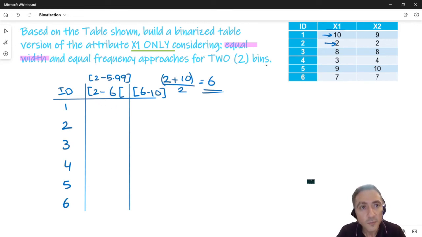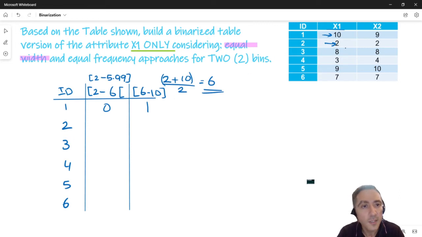So now for the first range, let's look into the first value. Sorry, the first object is 10. So where should 10 be located, the first range or second? Absolutely in the second. Binarization should represent the object only by 0 or 1. So since it's here, of course, it's not here, 0.